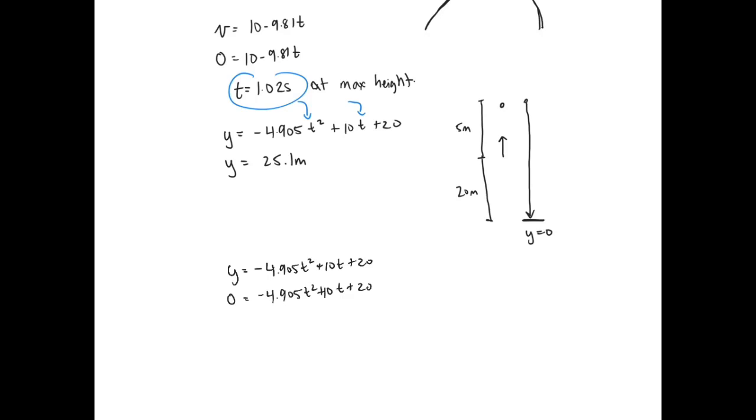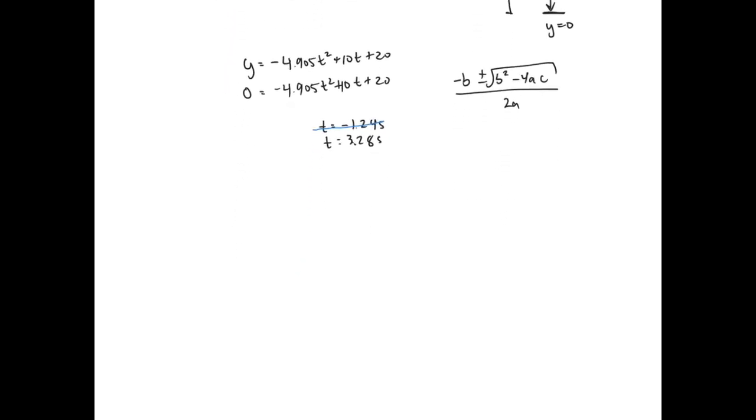The quadratic formula is negative b plus or minus the square root of b squared minus 4ac, divided by 2a. If you plug these values in, you get t is equal to negative 1.24 seconds, or t is equal to 3.28 seconds. Since we can't have a negative time, this option is out, and time is equal to 3.28 seconds. This is when the ball hits the ground.